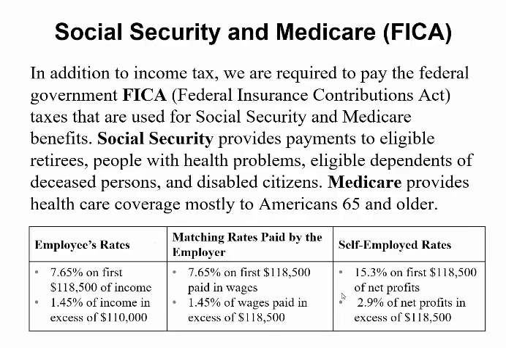Okay, so in addition to income tax, we're required to pay what's called federal government FICA, which is the Federal Insurance Contributions Act. This tax is used for Social Security and Medicare benefits. So we know what Social Security does, right? Social Security provides payments to eligible retirees, people with health problems, eligible dependents of deceased persons, and disabled citizens. And Medicare is the health insurance program for Americans over 65 years of age.